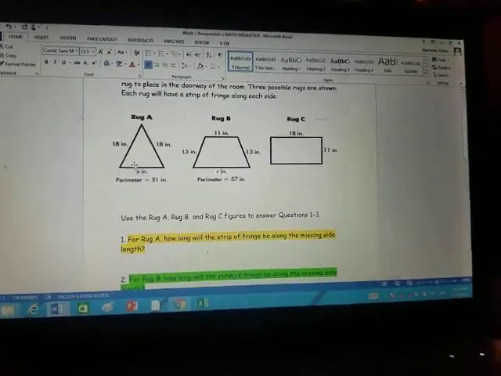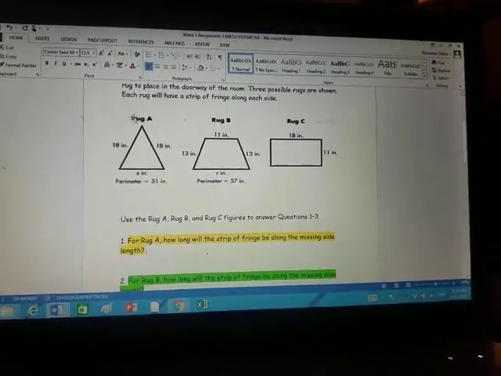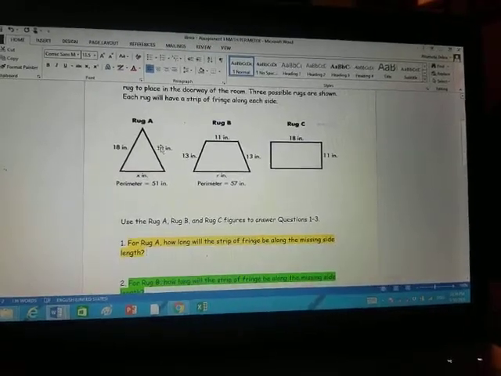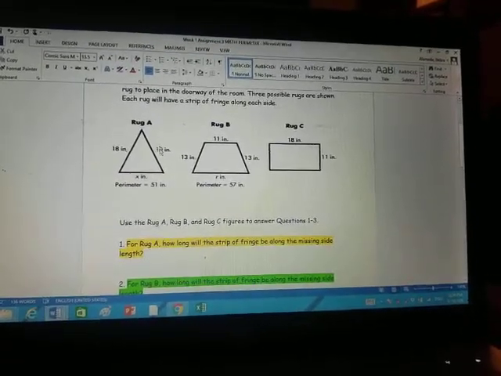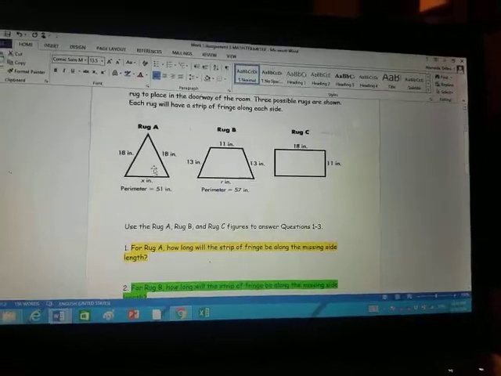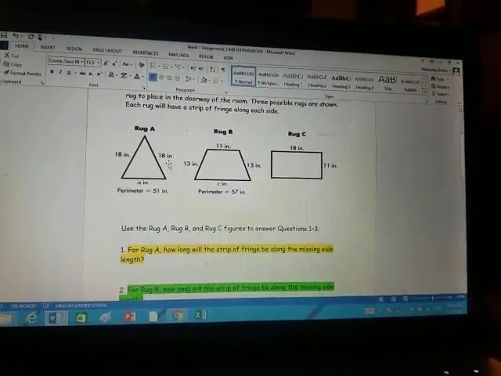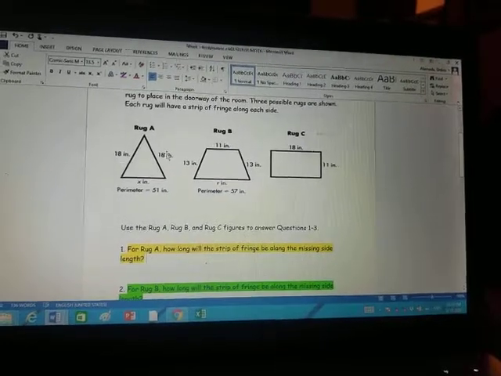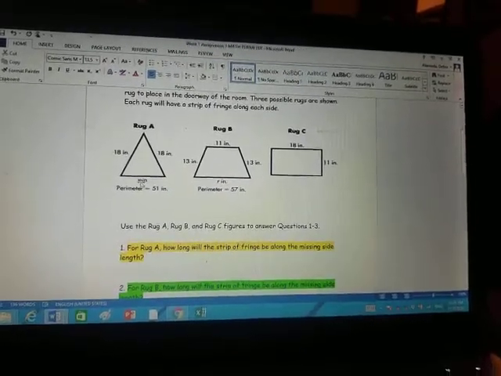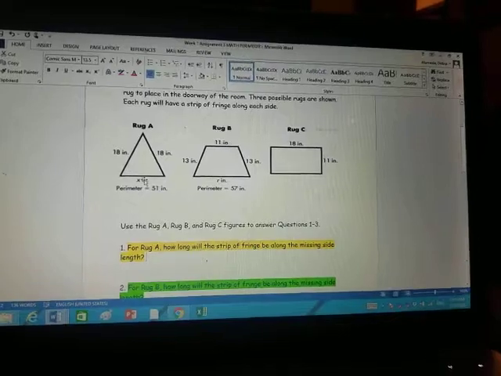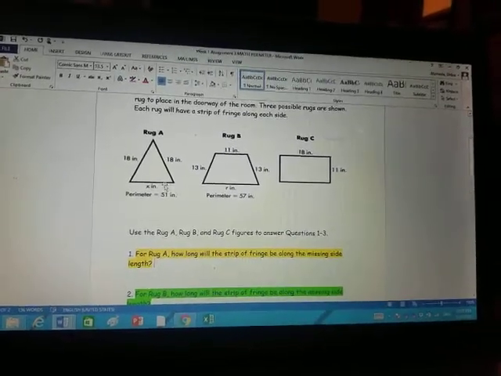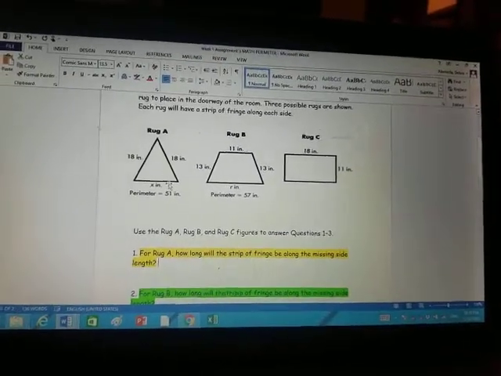So again, you're going to add 18 plus 18. Once you get 18 plus 18, you're going to get your answer. Once you get your answer, you're going to take 51 and then you're going to minus your answer. Once you minus your answer, then that will be your final answer. So again, I'm going to show you on paper real quick so you see what I mean.